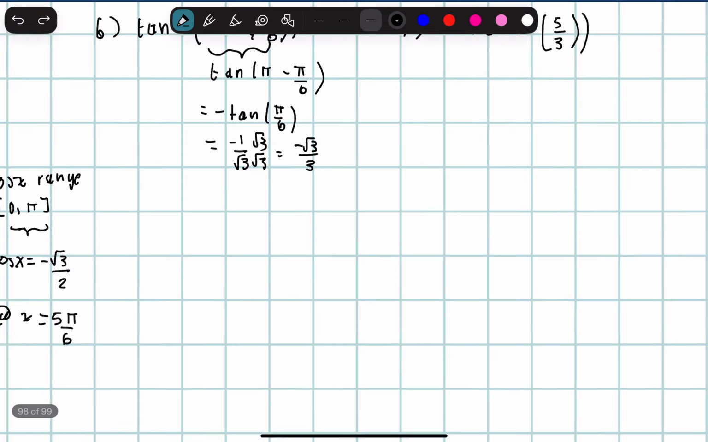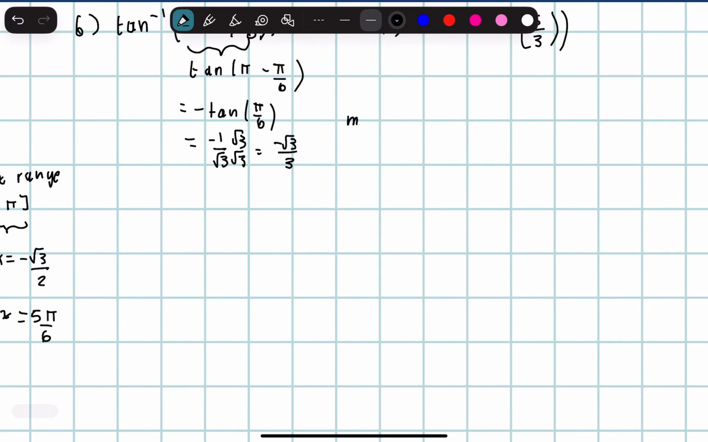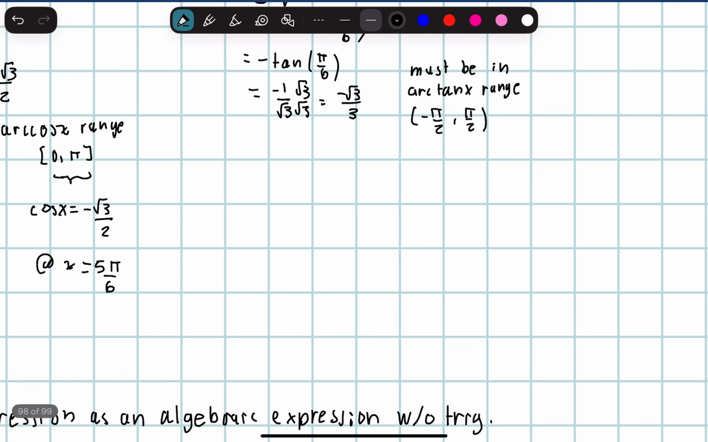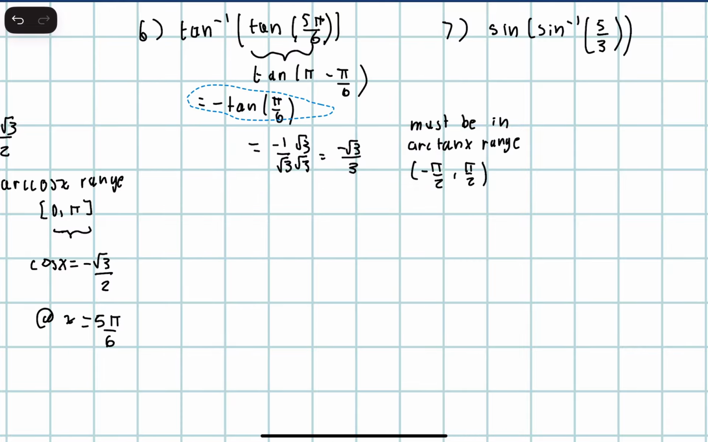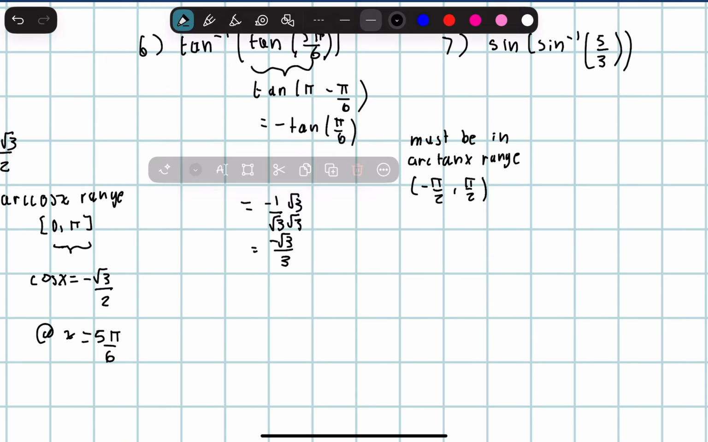But it must be in the arc tan range, which is negative pi over 2 to pi over 2. And also, remember that this is equal to negative pi over 3 as one solution. Oops. And also, it's equal to negative pi over 6.